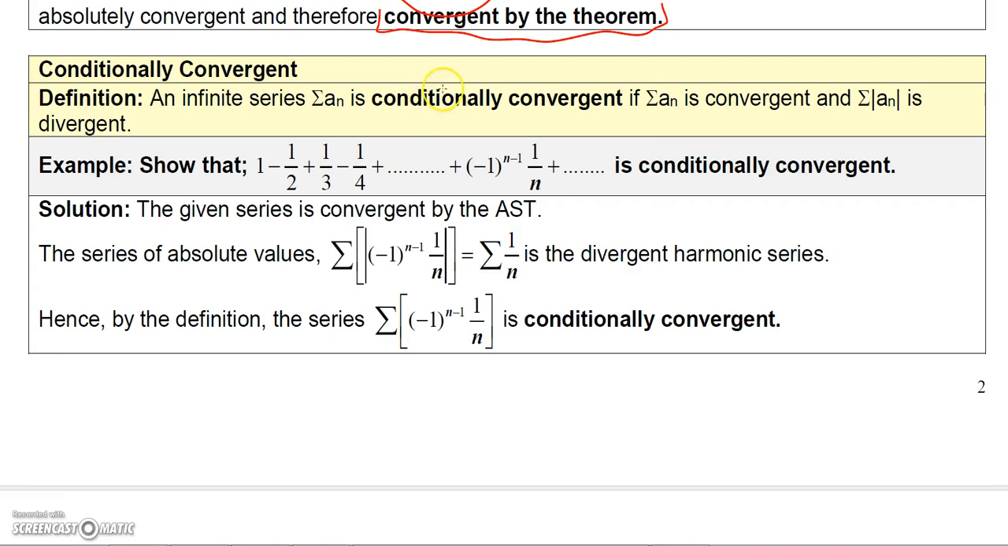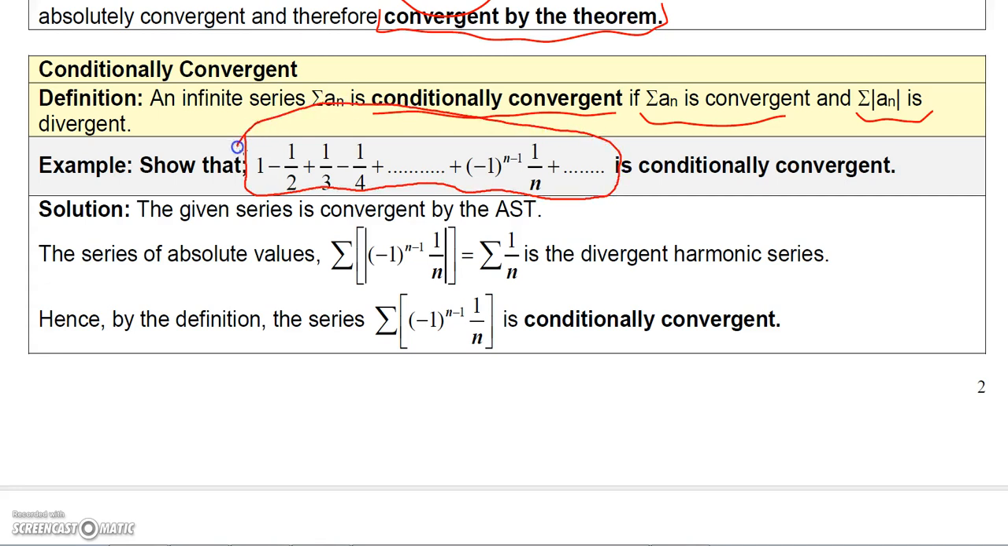Now the next thing I want to talk about is conditional convergence. An infinite series is conditionally convergent if the series is convergent, but the absolute value series is divergent. So here's an example of one that's conditionally convergent, and I'll show you why.